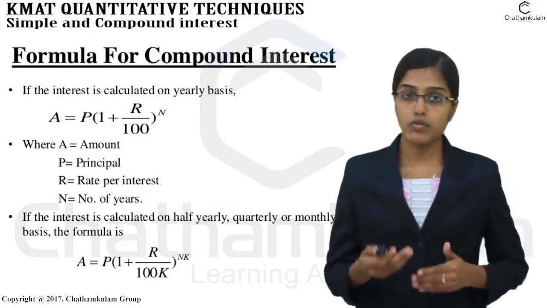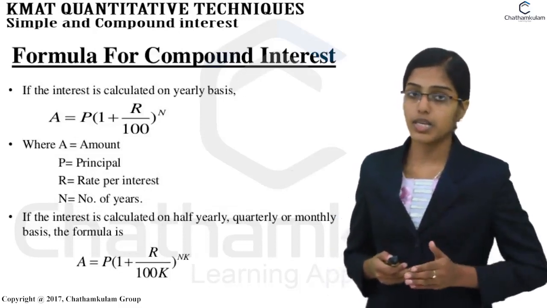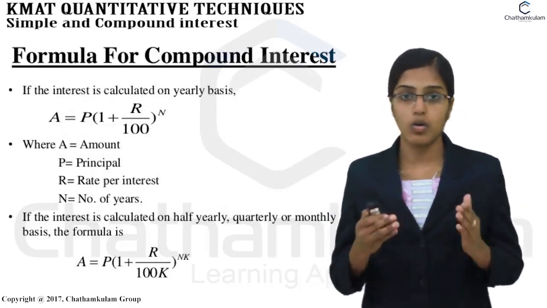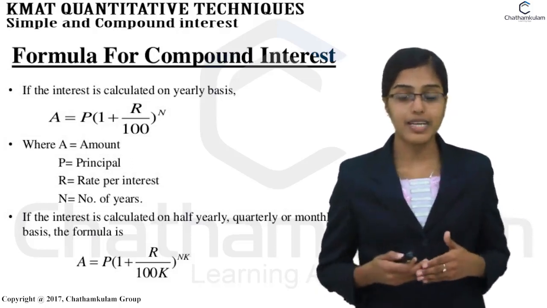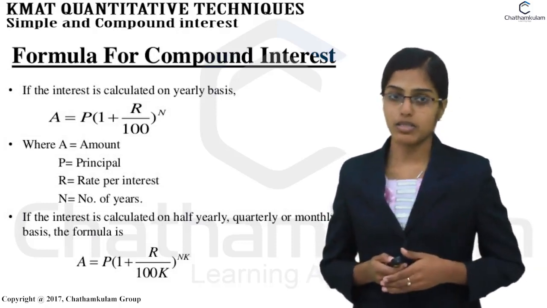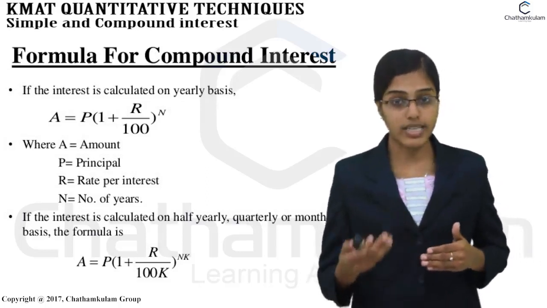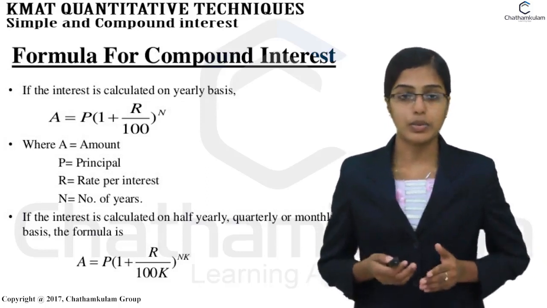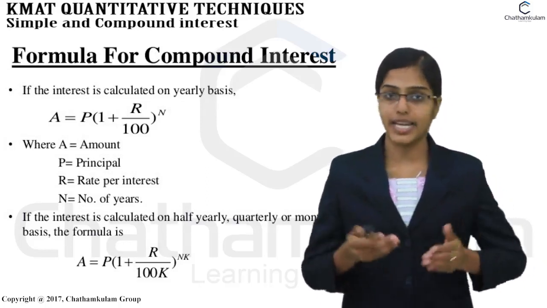Next, if the interest is calculated on a yearly basis, then the equation becomes A is equal to P into (1 plus R divided by 100) whole raised to n, where A is the amount, P is the principal, R is the rate of interest, and n is the number of years. If the interest is calculated on a half yearly, quarterly or monthly basis, the formula is A is equal to P into (1 plus R by 100k) whole raised to nk.